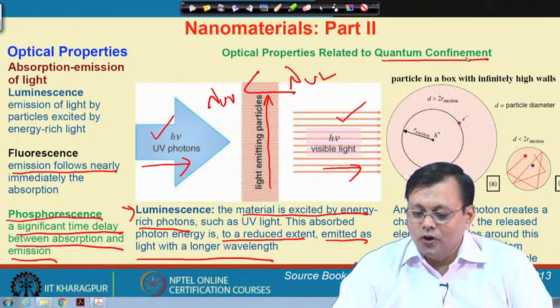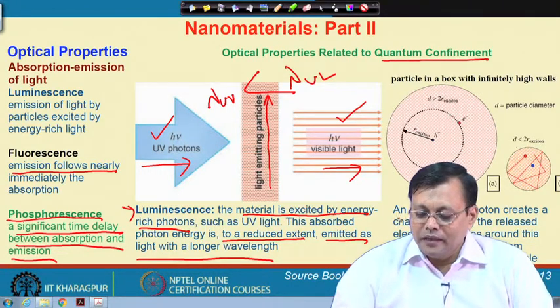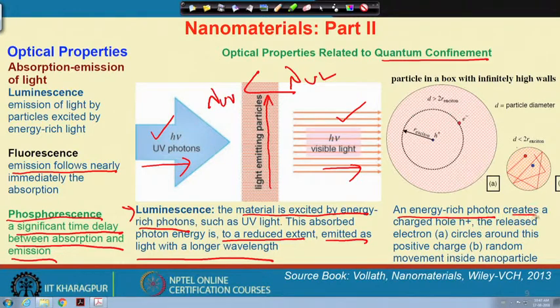Okay. So, when an energy-rich photon creates a charge hole, like H plus, I get an electron which rotates around this hole. Okay. In some cases, if the particle size d is greater than 2r of the excited electron, then the electron will move around inside the particle.